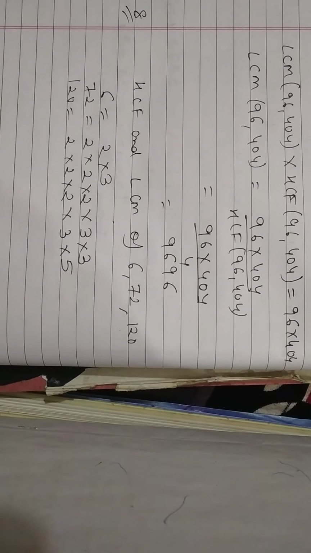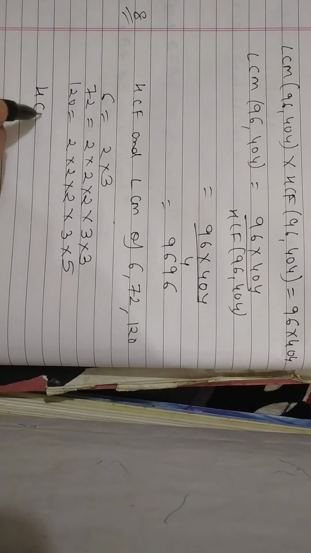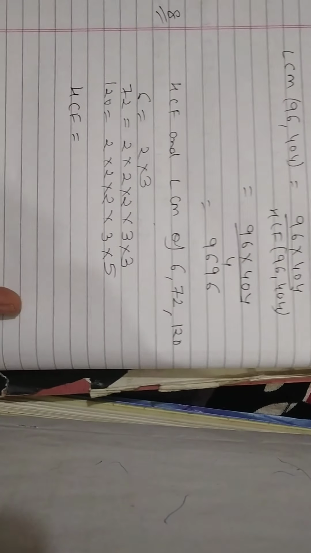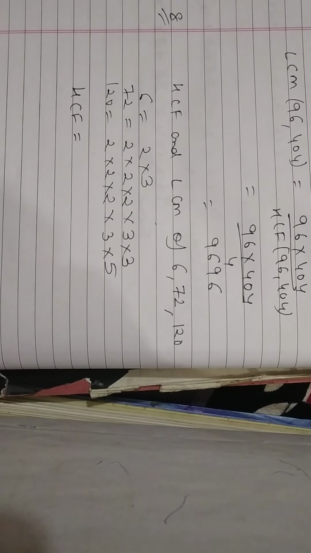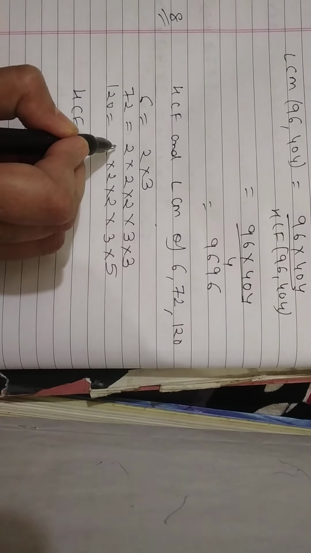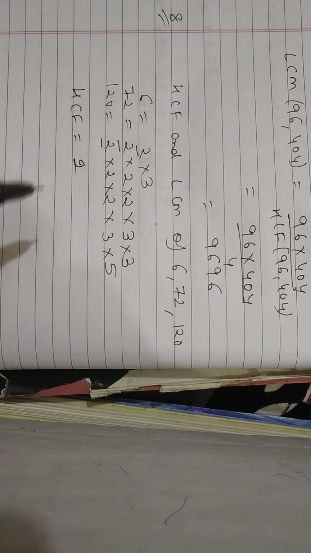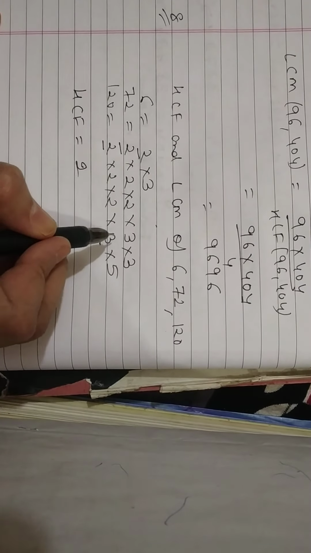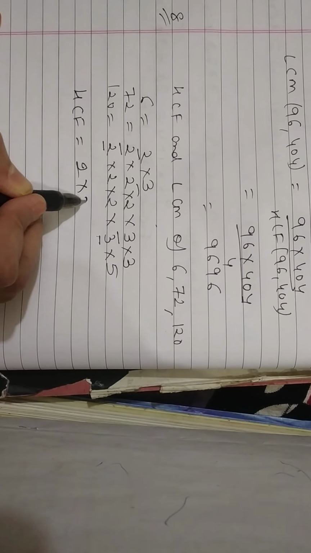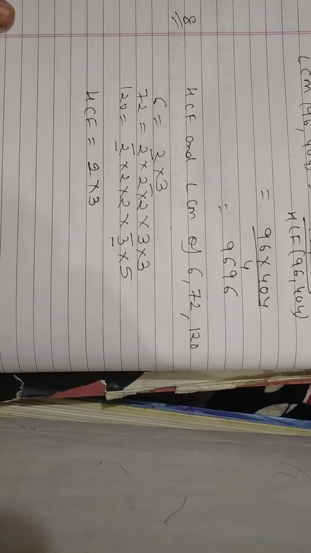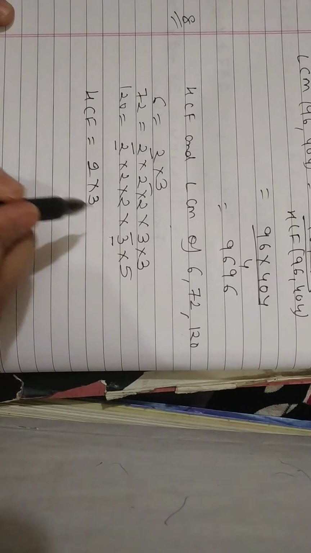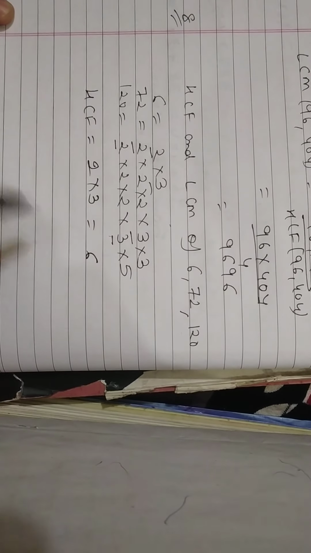You can verify this. First, again, you are supposed to find out the HCF. For the HCF, that number should be present in all the three. Here you can find 2, 2, 2, so take one 2. And 3, 3, 3, you can take one 3. So I think this comes to 6.